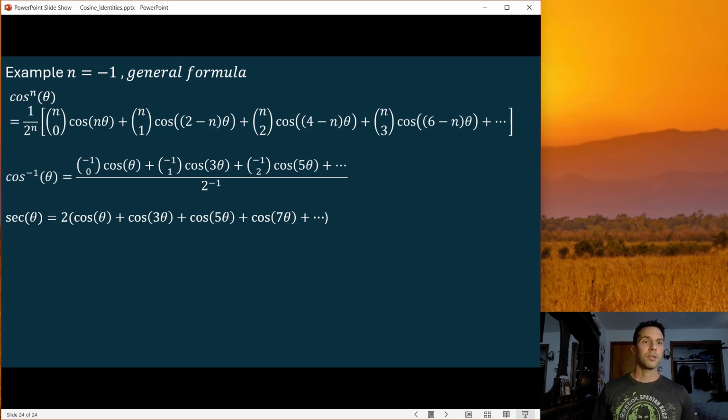And in this case, what we have is cosine to the -1 power, which is secant. So it's kind of silly that we're coming up with an identity for secant, even though we know secant is just 1 over cosine. But it's interesting to see what you get as a result, because what you get is that secant can or may equal 2 times cosine theta plus cosine 3 theta plus cosine 5 theta plus cosine 7 theta. Basically it equals all the cosines where there's an odd coefficient in front of the theta.